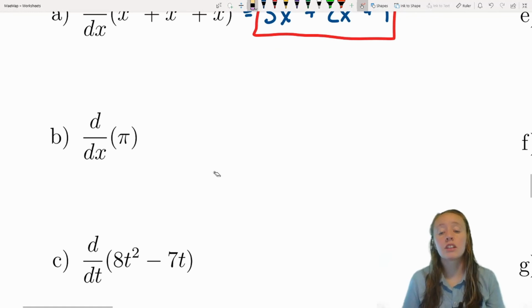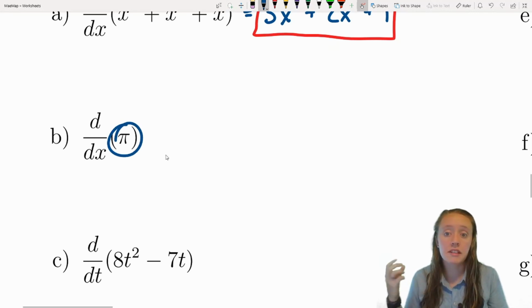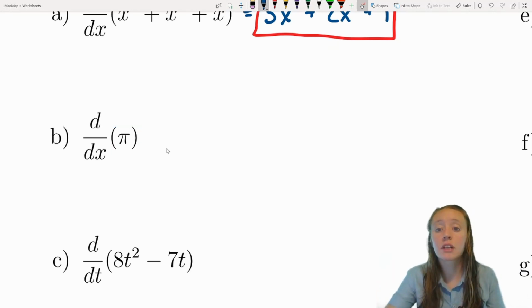In B, we're taking the derivative with respect to x of pi. Remember, pi is just what? Pi is just a number. It's a number in that set of real numbers. It's a constant. If we take the derivative of the constant, we always get 0.